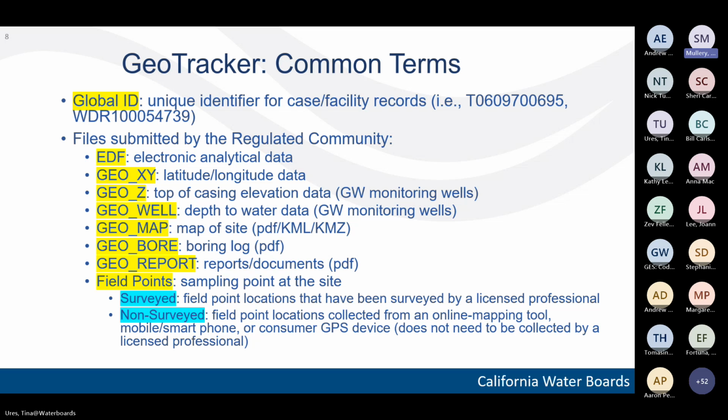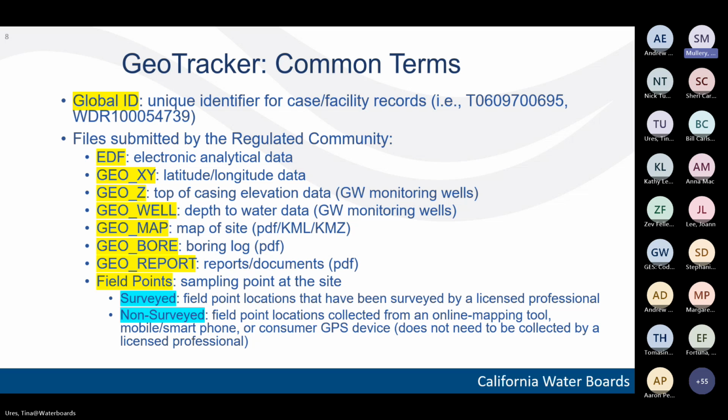as you're utilizing GeoTracker. Moving down the list here, there's a number of file types that are very common, especially when looking at both the public side and the ESI portal of GeoTracker, and I'm just going to go down the list here. EDF is just the electronic analytical data that should be provided by the lab. GeoXY is the lat long data. GeoZ is just the top of casing elevation data. Specifically, we're looking at groundwater monitoring wells here. GeoWell is depth to water data. We're looking at groundwater monitoring wells as well, but this feature can also apply to other sampling points as well.